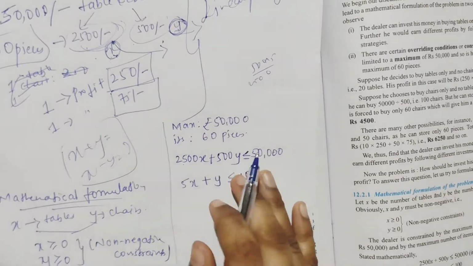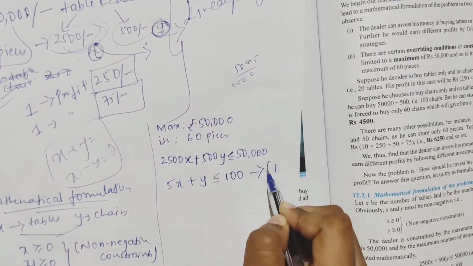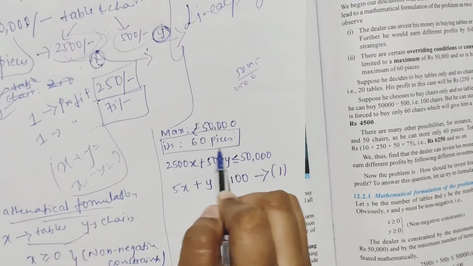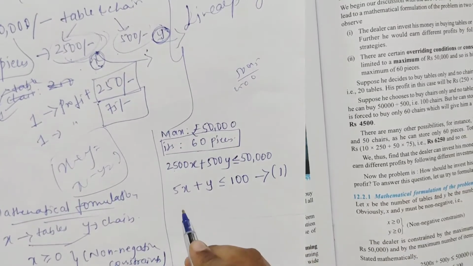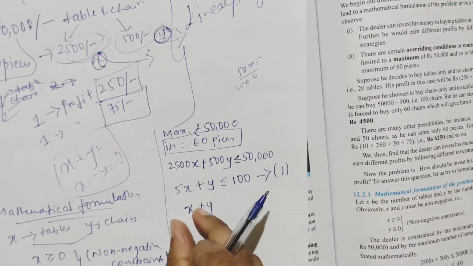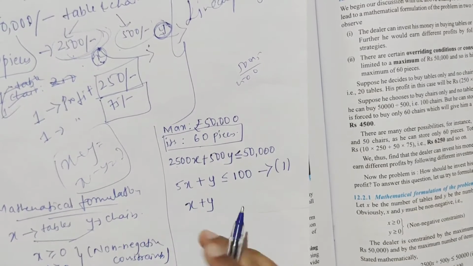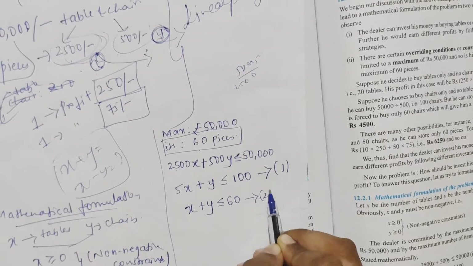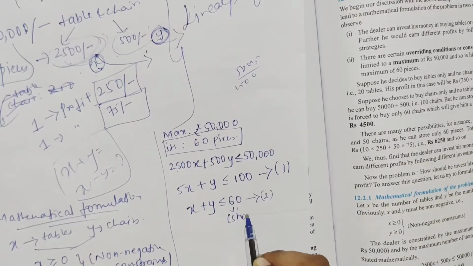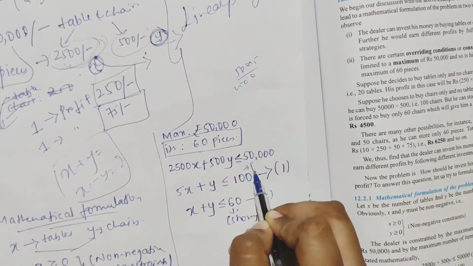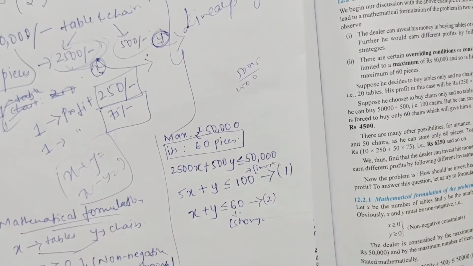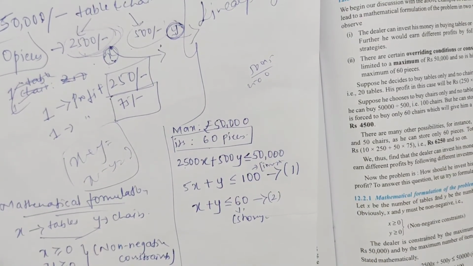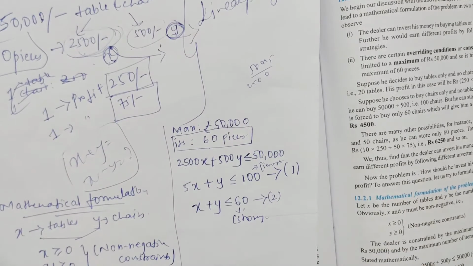So you got one equation, that of your investment, and for your second equation you have the storage constraint, how many pieces, 60 pieces. So directly I'll take x plus y, because we don't know how many we have taken, and that is less than or equal to 60, because this is storage. This is your storage constraint, and this is your investment constraint. See, like this we have got our equations. This is the mathematical formulation, from your big question you have reduced it. Understood?